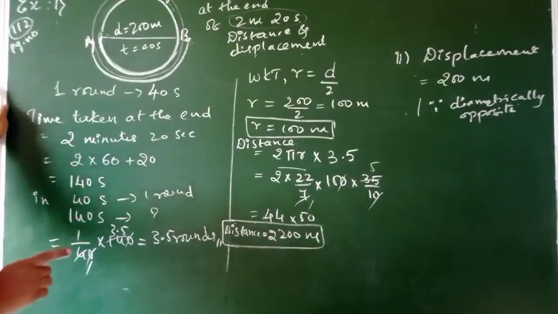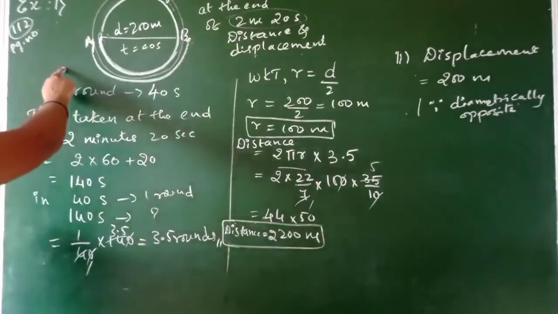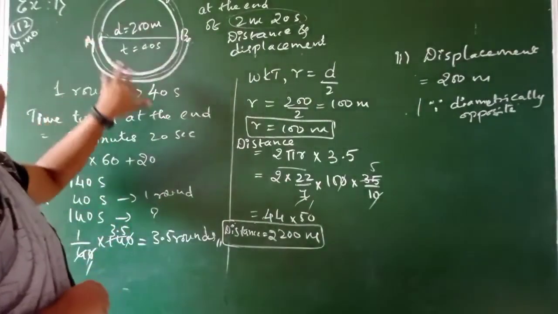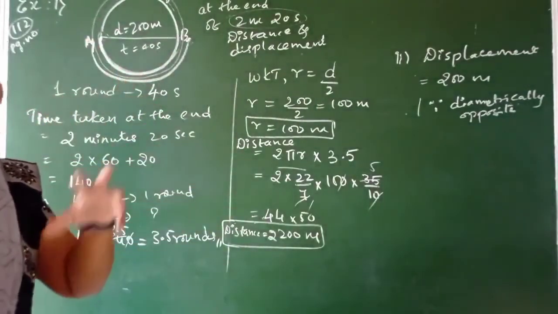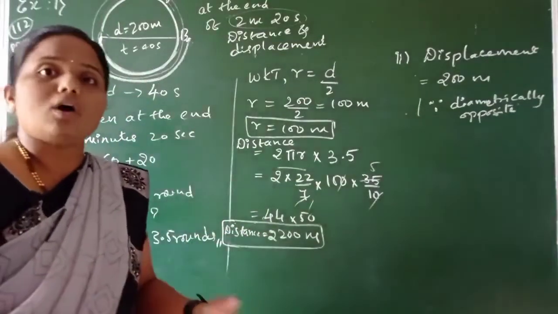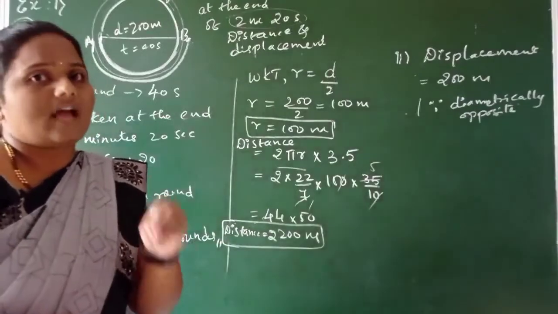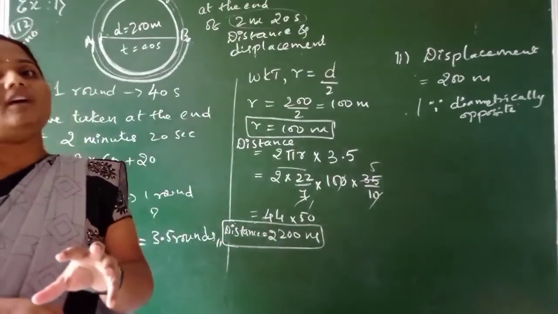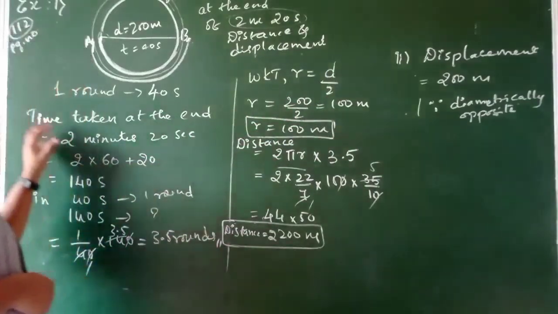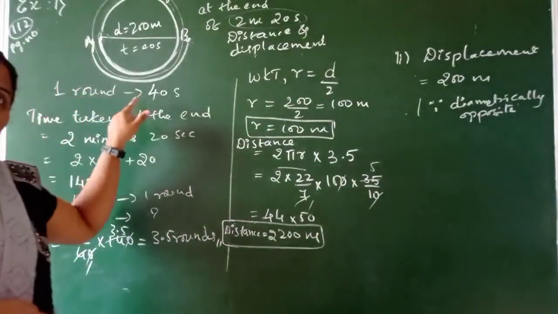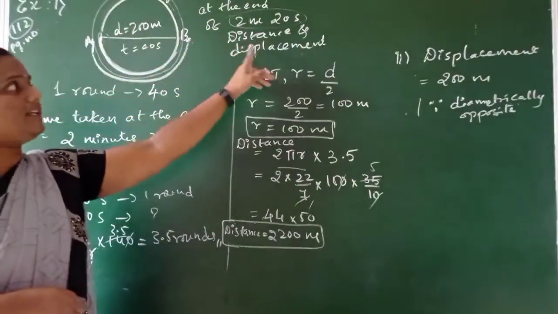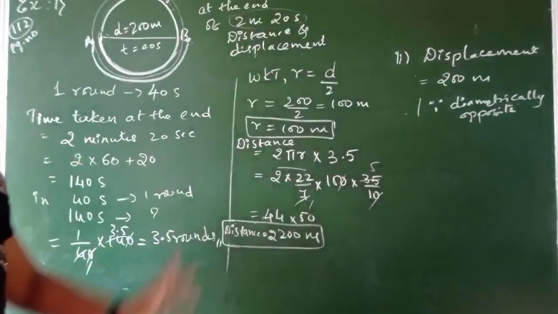Is it clear, children? Okay, let me explain once again. The question is simple. An athlete is making one round, and a round is nothing but a circular path. It has a radius and also a diameter. Radius is nothing but half of its diameter. And if he completes one round in 40 seconds, then at the end of 2 minutes 20 seconds, what is the distance and displacement?